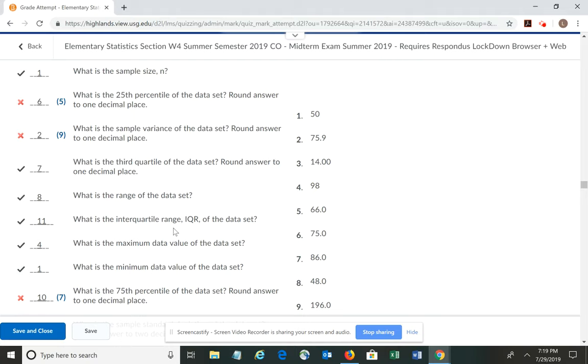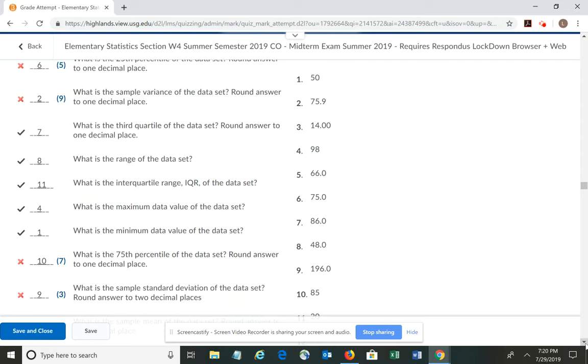Interquartile range is 11. That's correct. Maximum was 98. Minimum was 50. All right, what is the 75th percentile? That's quartile 3. I got 87. Okay, he put 86. I'd have gone with 86, so it's wrong.